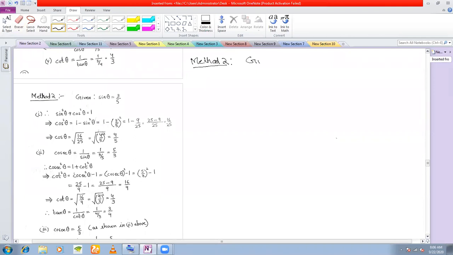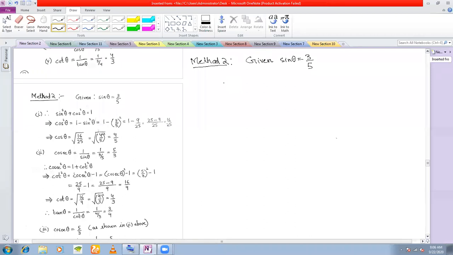We have been given this ratio: sin theta is equal to 3 by 5, and we are required to find all the other ratios: cos theta, tan theta, cosec theta, sec theta, and cot theta. Now, given sin theta, how do you find cos theta first of all?